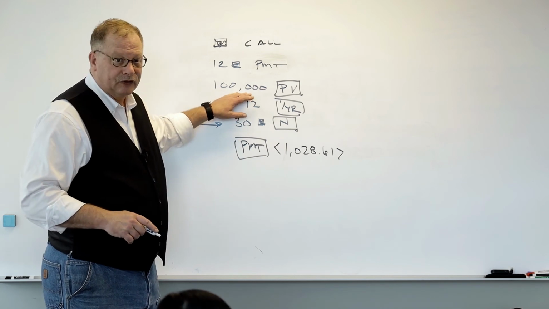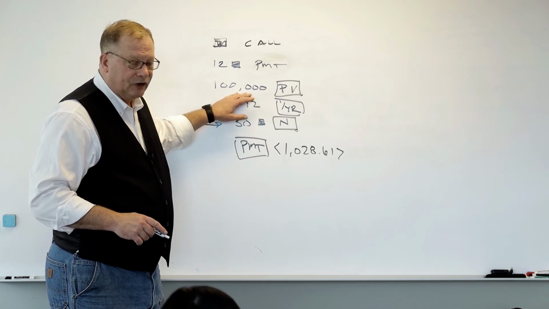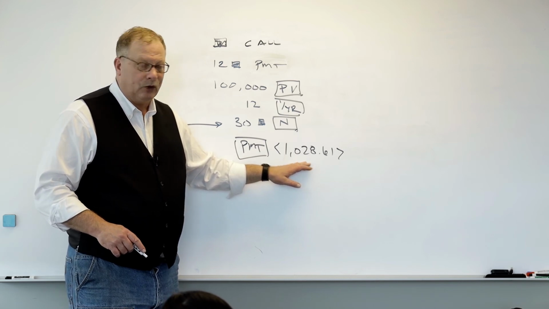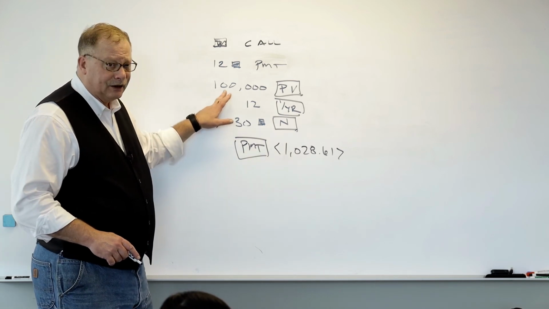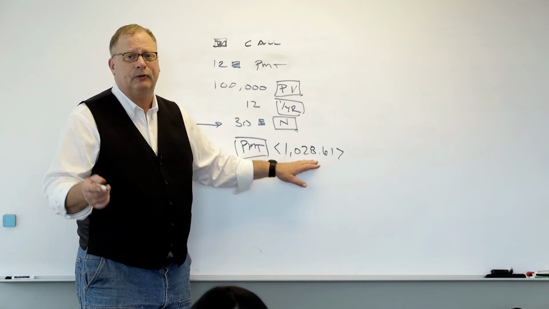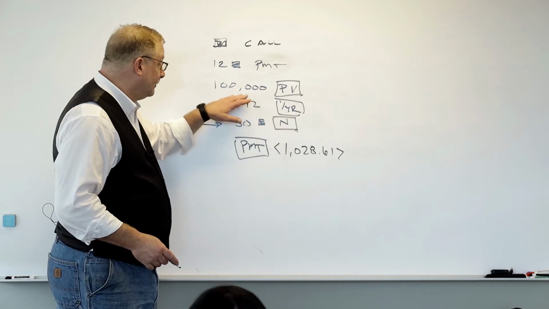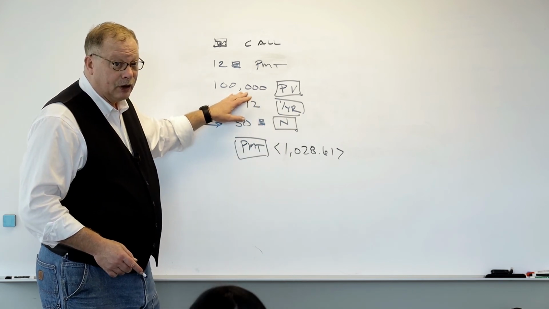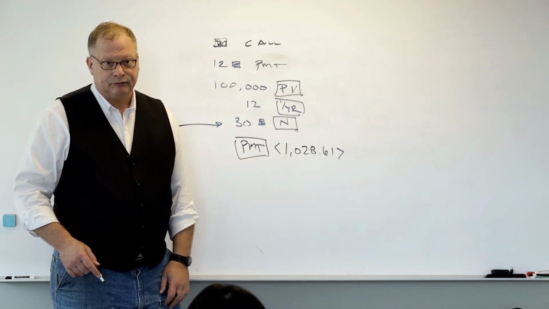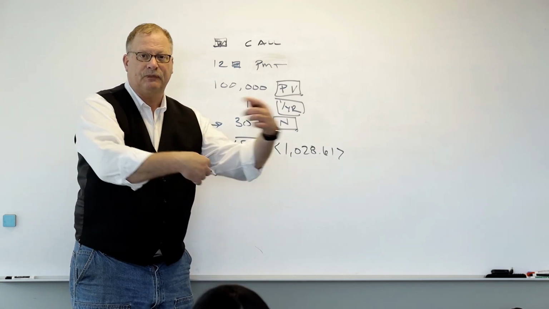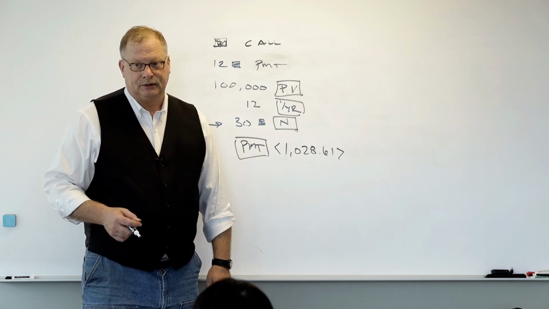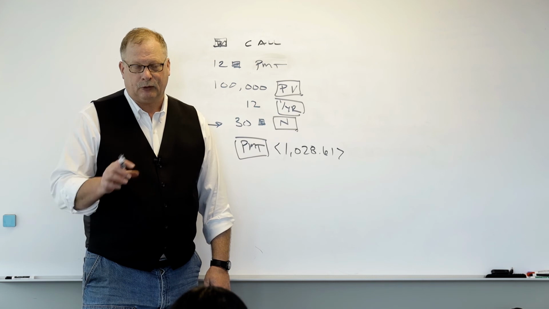This is positive. I received it in. Therefore, this must be negative. I have to pay it back. If I would have entered the 100,000 as negative and done everything else the same way, I would have gotten 1,028.61. It just would have been positive. So in that instance, I'm the lender. I pay out the lump sum. I receive in the payment positive. So it'll always flip the sign convention on the back end. Okay. I'll talk more about sign convention later.